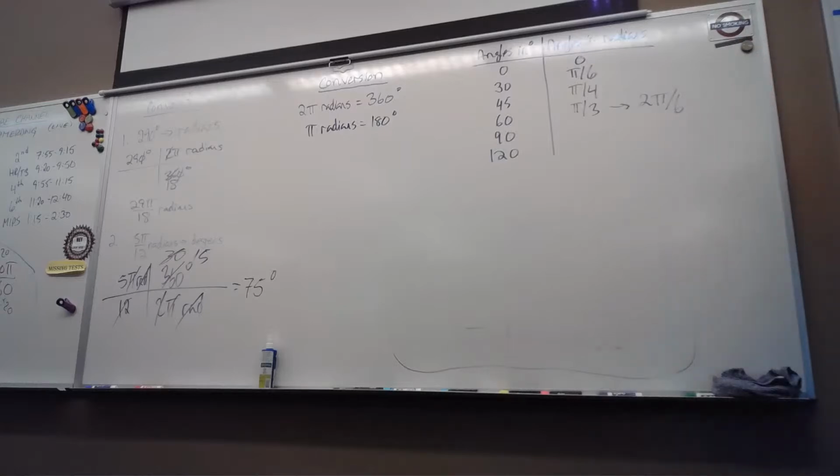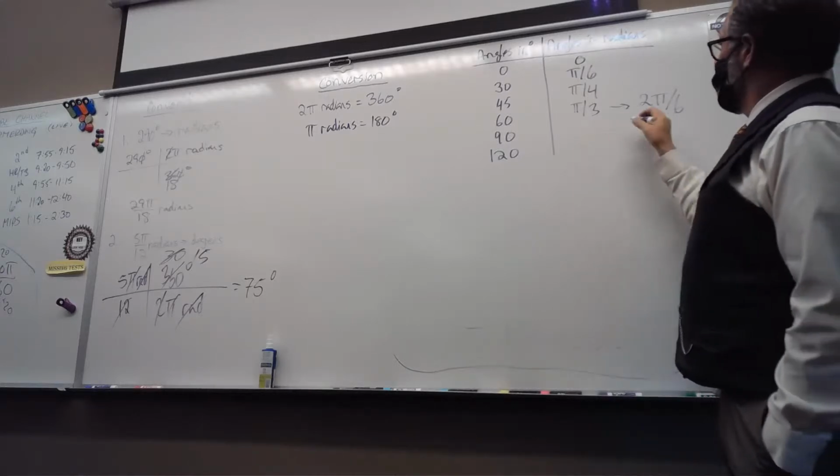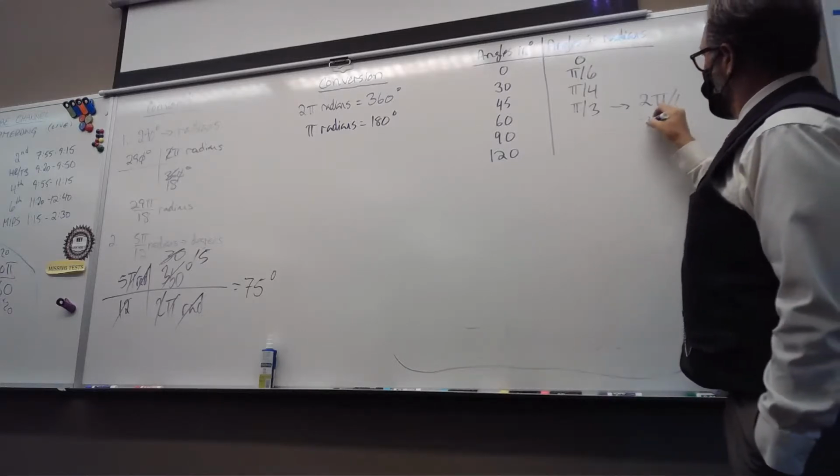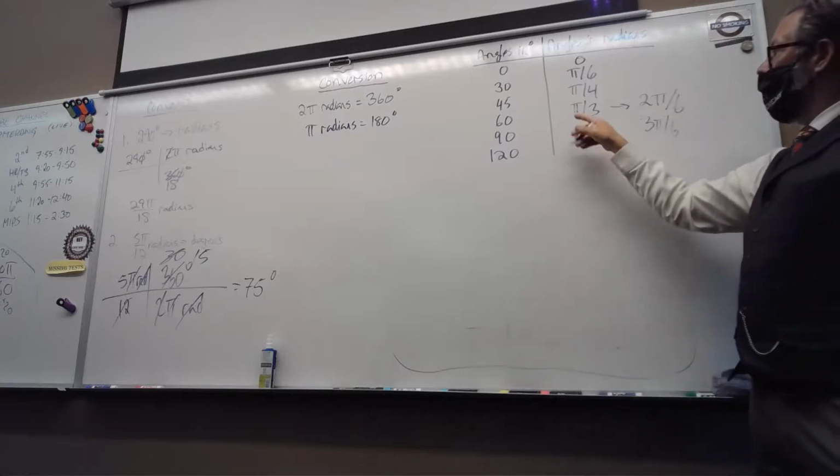Hey, look, there's your first pattern. You could do the same for 90. How many 30s? So that's 3 pi over 6. Which simplifies to what? Pi over 2.